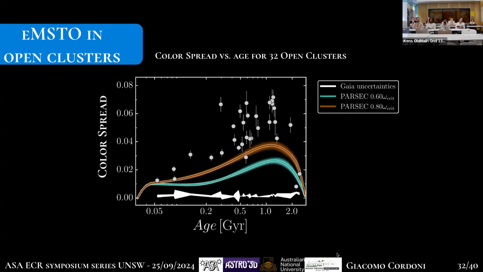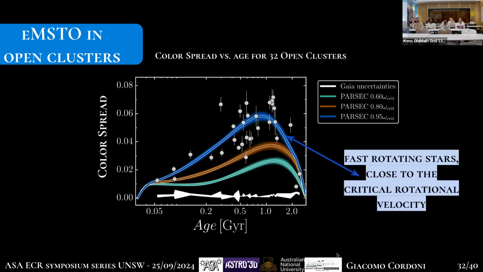If you increase the rotation rate, you get a better agreement. And if you go to almost critical rotation, then you have a very good agreement. These blue lines are the models computed for stars that are approaching the critical rotation rate, so very fast rotating stars. And what this is telling us is that fast rotating stars populate open clusters, and they can actually explain very well the spread that we have in color.